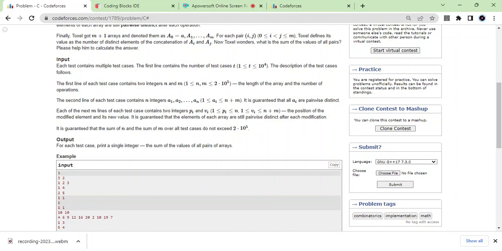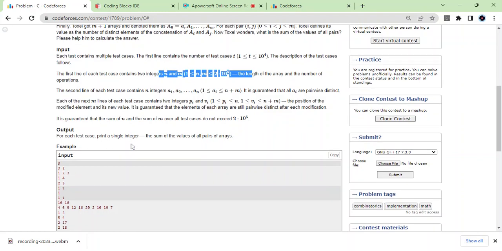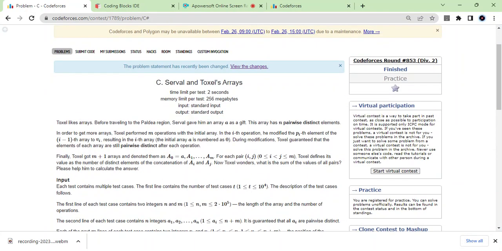You are given t test cases, then n and m, the length of the array and the number of operations, and then you are given an array of n integers. Then there are m queries, and each query contains a p and v, the position and the new value. You have to modify this array, and then you have to tell the sum of the values of the pairs of the array. This question is very interesting, so just try to think about this.